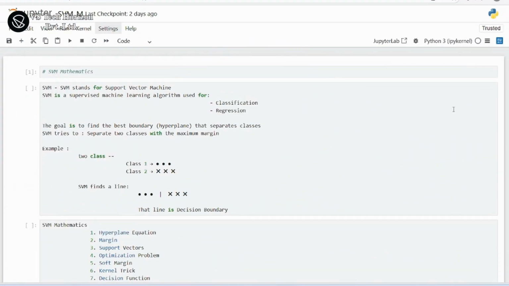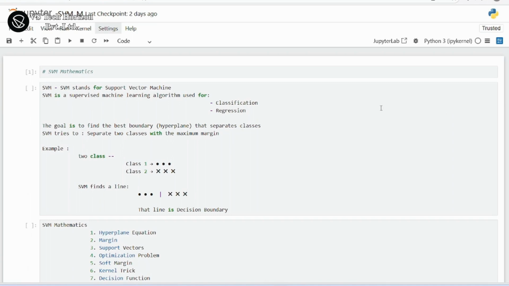In this video, we are going to understand the mathematical concepts of SVM. So first, understand what is SVM. SVM stands for Support Vector Machine, and SVM is a supervised machine learning algorithm which is used for classification and regression problems. The main goal is to find the best boundary or hyperplane that separates classes, and SVM tries to separate two classes with the maximum margin.